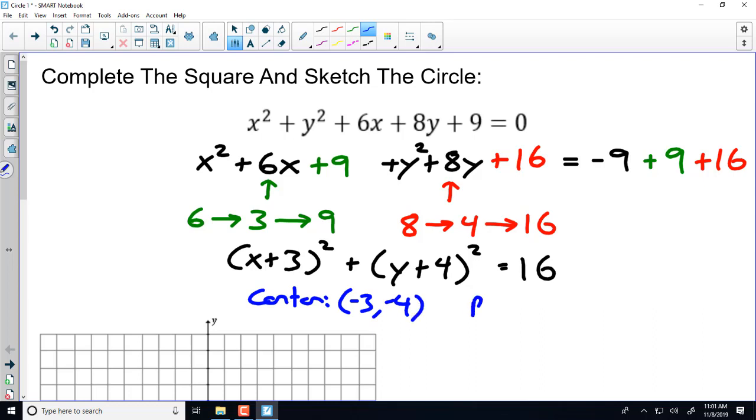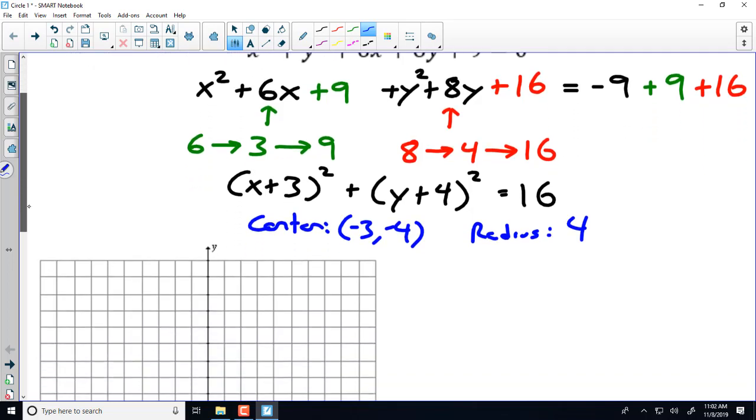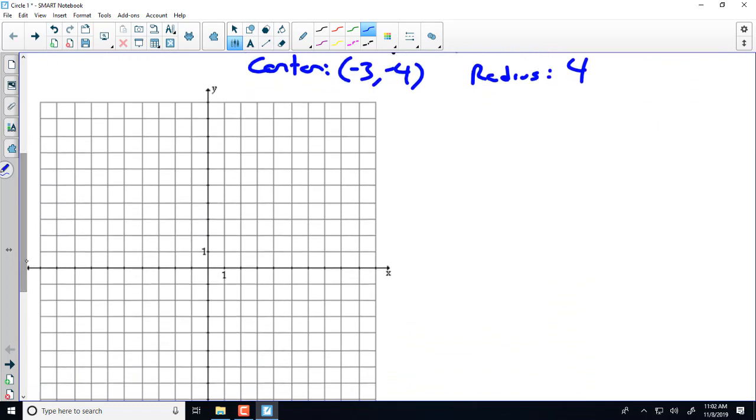And then the radius is not 16. The radius is the square root of the number on the other side. In this case, the radius is 4. And that should be enough information for us to draw a pretty neat sketch. So we'll go to our graph here, and we'll draw a sketch of this circle.